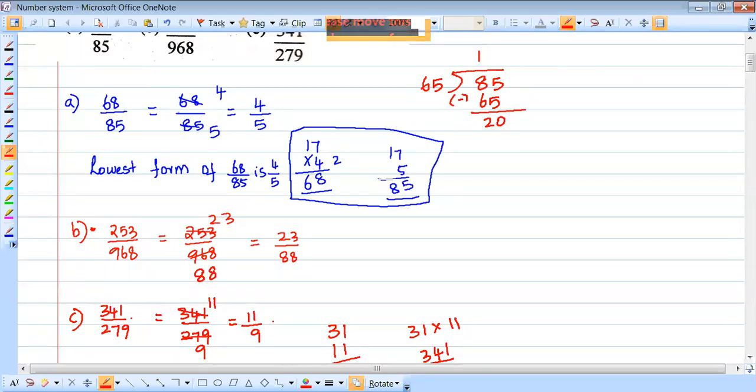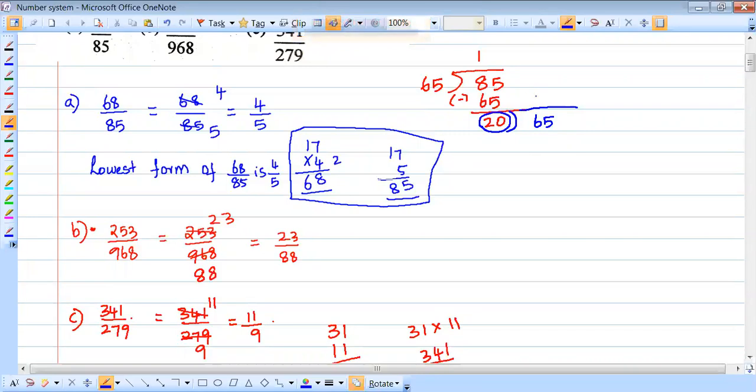Dear students, is our remainder 0 here? No, this number is not 0. Then once again you should continue. This 20 you write here. Now take this 65 and write the number here. First this was the divisor and this was the dividend. Now this is the dividend and the remainder 20 is your divisor.